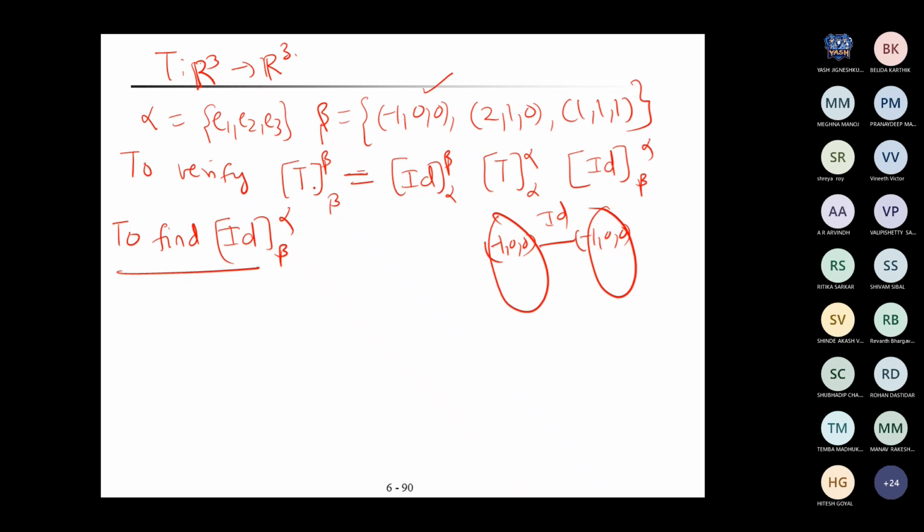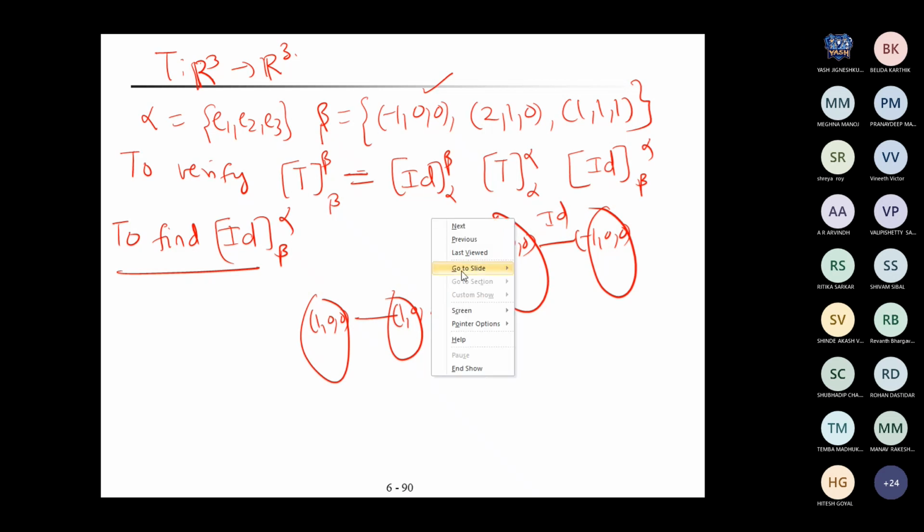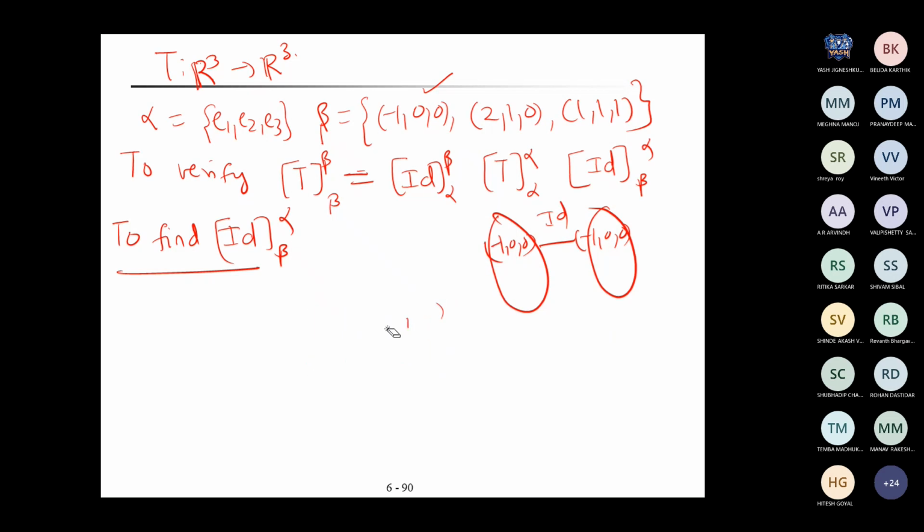But if you move from alpha to beta, that is a little bit tough. 1, 0, 0 goes to 1, 0, 0. Alpha is E1, E2, E3, so E1 is 1, 0, 0. But you need to write 1, 0, 0 as a linear combination of these three vectors. You have to work out a little bit. But if you find ID beta to alpha, that is easy. Directly you can write it, because on the right side you have the standard basis.